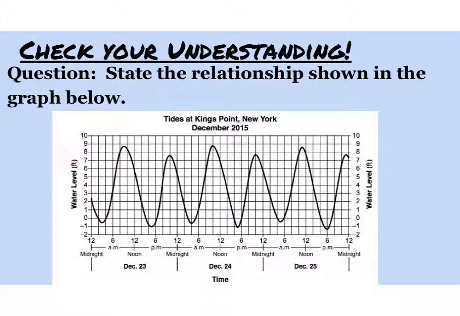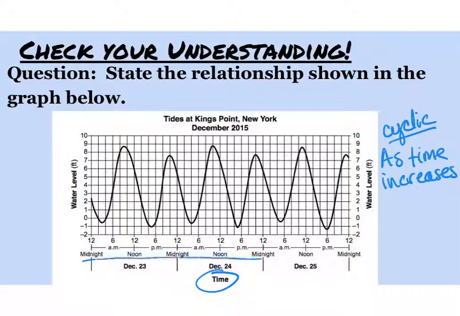Let's see about this one. Again, state the relationship shown in this graph. So you've seen this graph before. You should remember that this was a cyclic relationship. And so to state the relationship, you would say as the time increases, right? That's what's on the x-axis down here. So as time increases, as time goes along, the water level increases and decreases, or you could say decreases and increases, and it repeats itself. You don't want to just say it repeats itself. You want to say that it's increasing and decreasing and then increasing and decreasing.